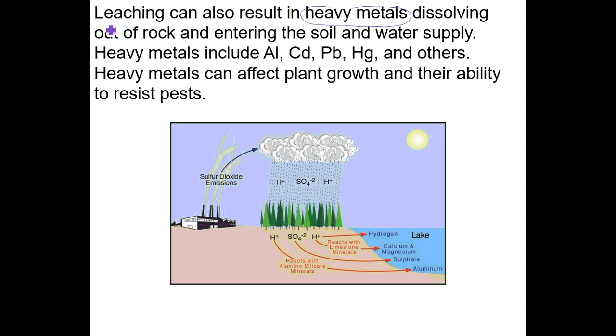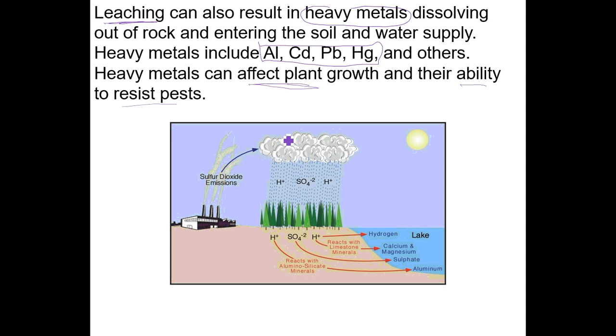So if we do have this form of leaching, then what's going to happen is these heavy metals, and I'll give you some examples here: aluminum, cadmium, lead, mercury. These ones, they do have a negative effect on plant growth. And one of those negative effects I have here is that it reduces their ability to resist pests. So they can't fight off these infections quite as well if they do have these heavy metals that are taken into their cells and into their tissues.